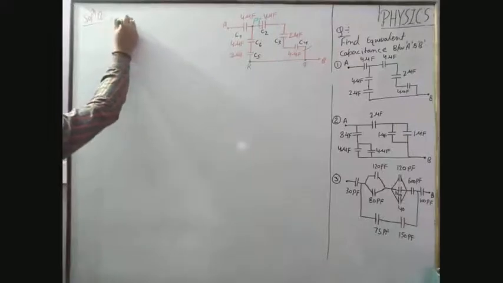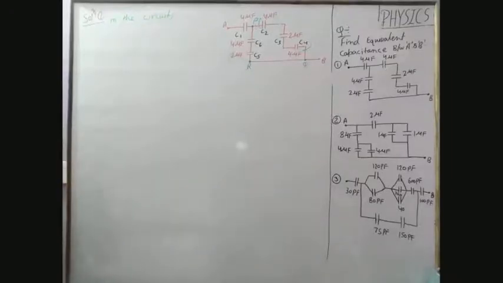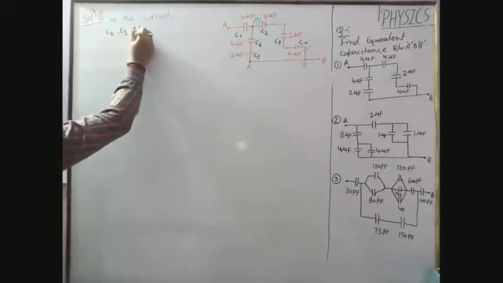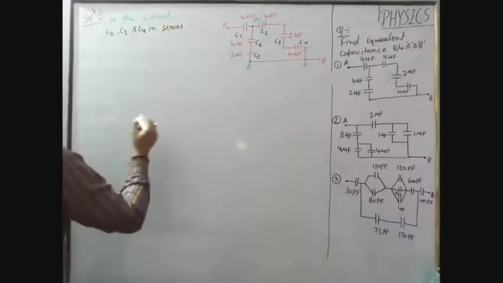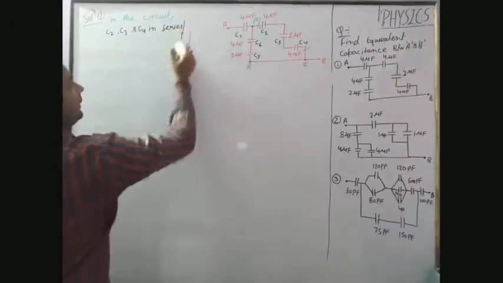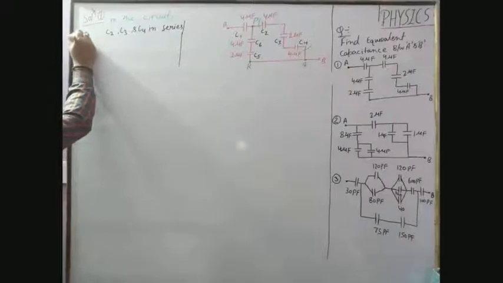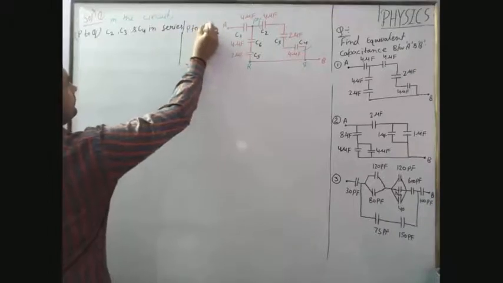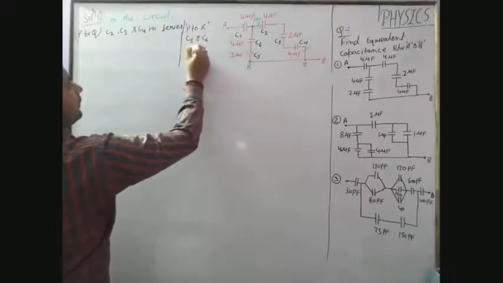In the network, in the circuit, C2, C3 and C4 are in series, and here we can write P to Q, and here we can write P to R, C5 and C6 in series.